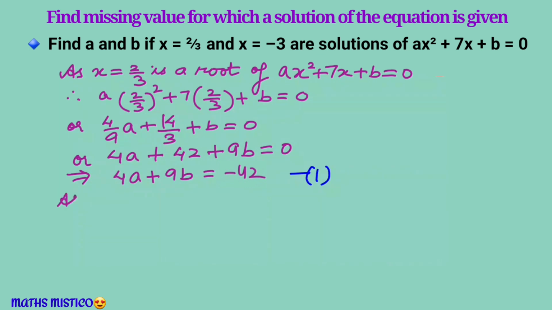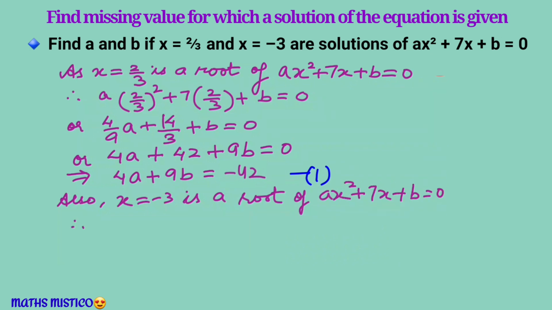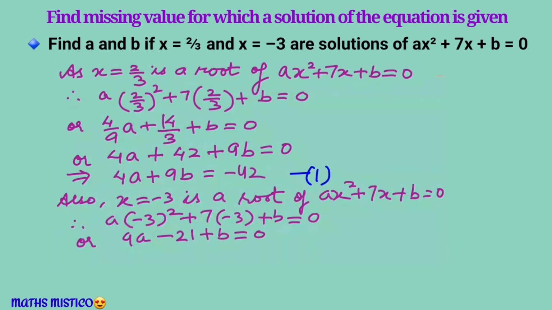Similarly, now we will put the value of the other root in the equation and we get a into (minus 3) whole square plus 7 into minus 3 plus b equal to 0. Simplifying further, we finally get the equation 9a plus b equal to 21, which we will name as equation number 2.